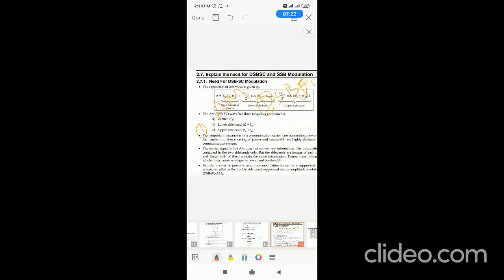Why are we going for double sideband suppressed carrier? For every communication system, if you employ any communication, two parameters are very important. One is power, the second one is bandwidth. For the best communication, power should be as little as possible. Similarly, bandwidth should be less. If a modulated signal takes less bandwidth and less power, that type of modulation performs well and gives good results. Right?